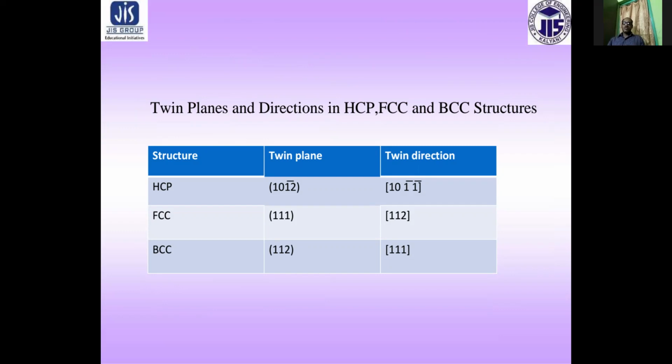For the HCP structure, the twin plane is {1 0 1̄ 2} and the direction is <1 0 1̄ 1̄>. For FCC, the twinning plane is {1 1 1} and the twin direction is <1 1 2>. For the BCC structure, the twin plane is {1 1 2} and the twin direction is <1 1 1>.